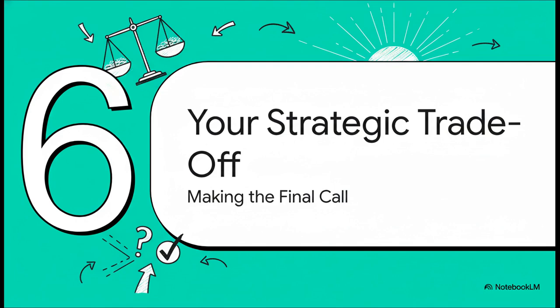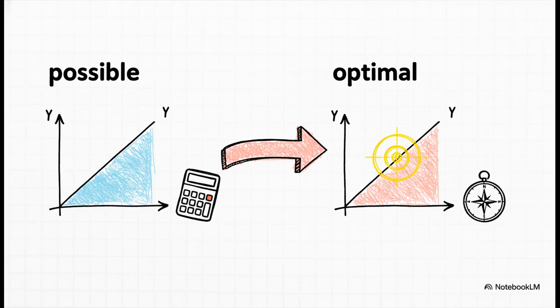It's a tool for clarity. It is not a machine that spits out answers. It illuminates your options and the trade-offs between them with perfect precision. But it cannot, and it will not, make the strategic choice for you. This is the key takeaway I want you to burn into your brain. The maths, the line on the graph, it gives you the boundary of what is possible. But your knowledge of the market, your strategic goals, your vision for the company, that is what tells you which point on that line is optimal.